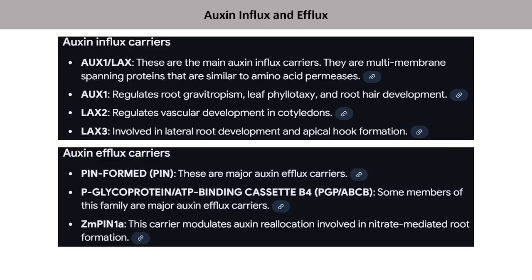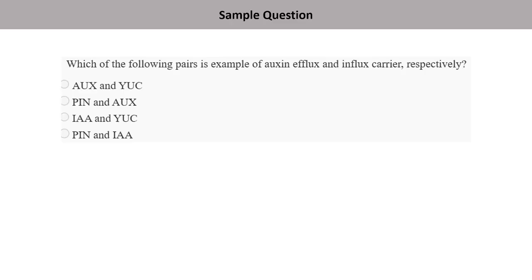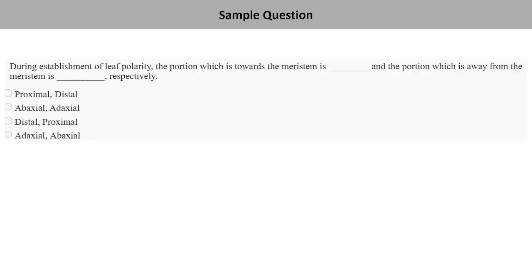So if you look at it, the major auxin influx carriers are AUX, and the major auxin efflux carriers are the PIN carriers. So coming back to our question, which of the following pair is an example of auxin efflux and influx carriers respectively? The efflux carrier is PIN and the influx carrier is AUX. So the answer will be PIN and AUX. So moving ahead, I hope the concept is clear. Moving ahead to our next question.